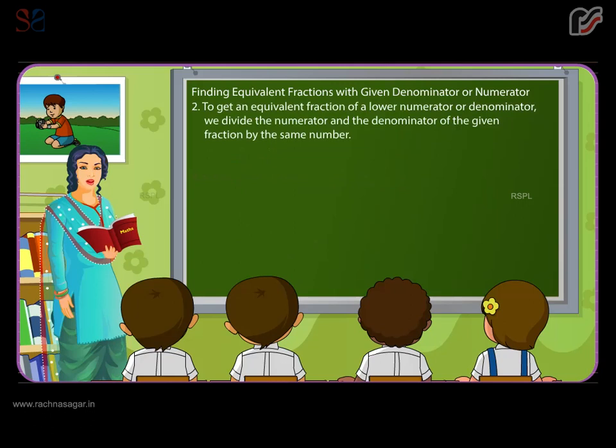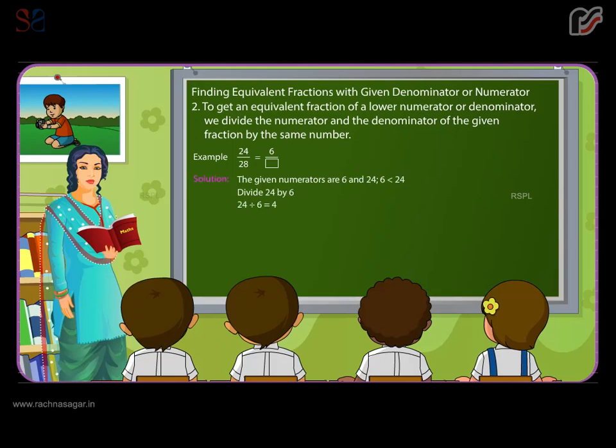2. To get an equivalent fraction of a lower numerator or denominator, we divide the numerator and the denominator of the given fraction by the same number. Here, we need to find the equivalent fraction of 24 upon 28.